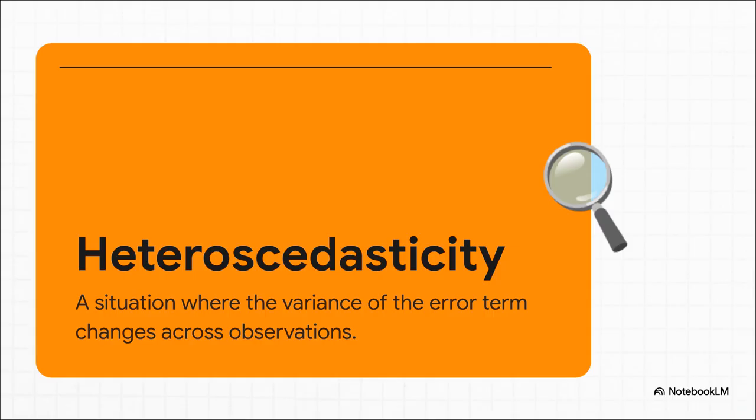Next up, we've got heteroscedasticity. And I know, it's a mouthful, but it's a pretty simple idea. It just means the spread, or the variance, of our errors isn't constant. The classic example is income and savings. Think about it. Low-income families don't have a lot of extra cash, so their savings amounts are all going to be clustered pretty close together. But high-income families, they have a ton of choice. Some save a lot, some spend a lot. The spread, or the variance of their savings, is way wider. That changing spread, that's heteroscedasticity.